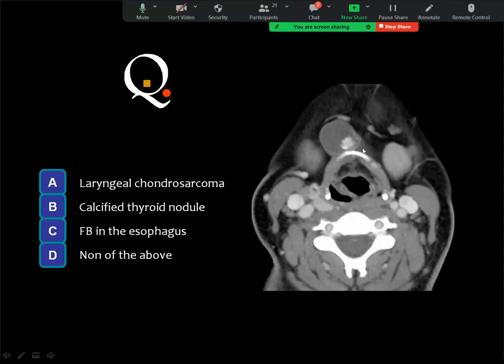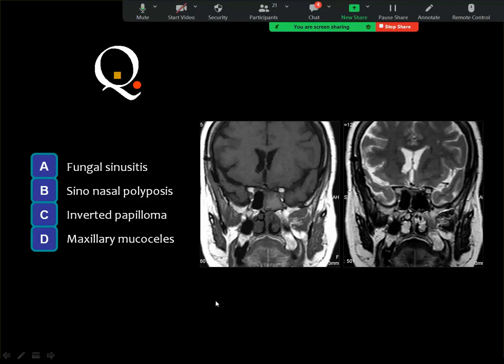You know that the only midline cyst in the neck is the thyroglossal duct cyst. If you see a mass inside this cyst, a mass, not a fluid level, a mass, you consider thyroid carcinoma inside the thyroglossal duct cyst. Then you look here, this is T1 and this is T2.